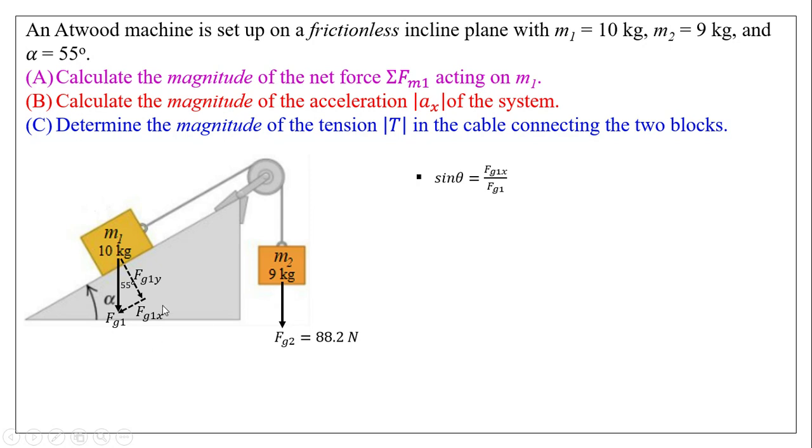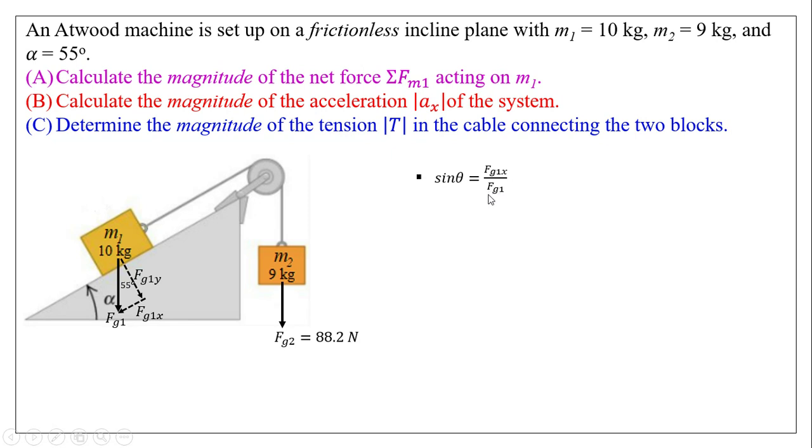To find F_g1x, we need to use sine of theta. Sine of 55 degrees by definition is opposite, which in this case is F_g1x, over hypotenuse. The hypotenuse in this case is F_g1, because that is the length facing the right angle. My cursor is tracing back and forth between the y and the x-axis. That makes 90 degrees. The leg that is opposite from that is your hypotenuse. So sine by definition is opposite over hypotenuse, and the opposite in this case would be F_g1x.